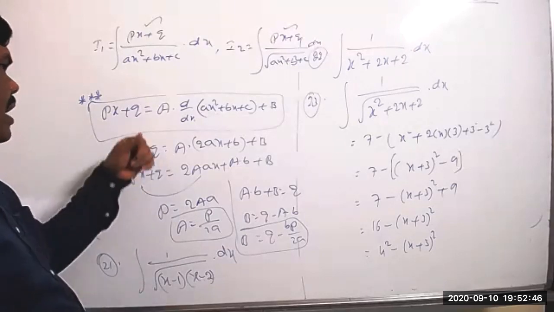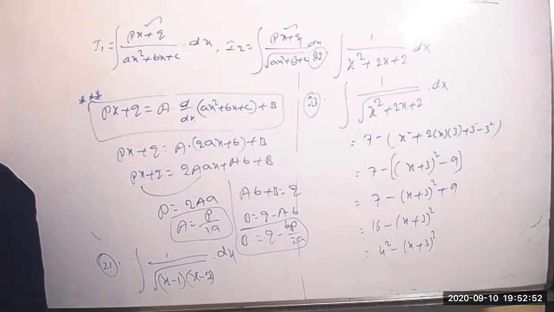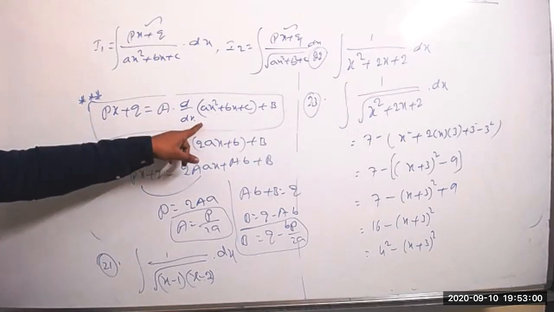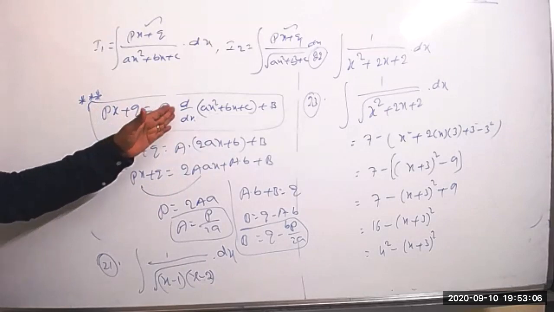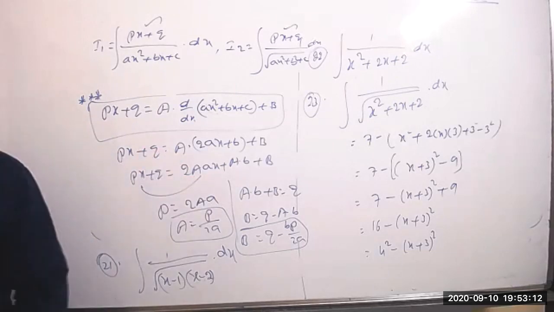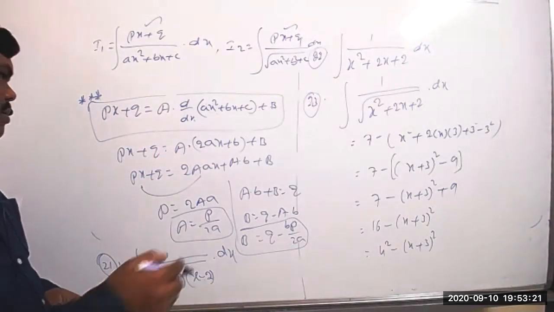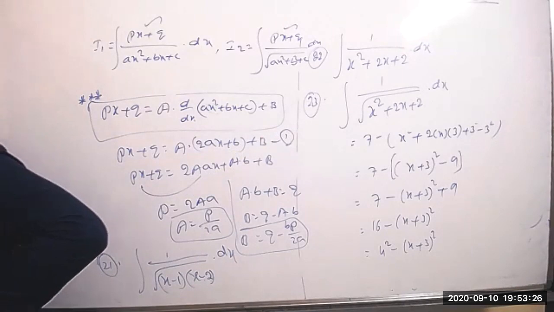Okay. Right now, write the method. Put px plus q equal to this one. Copy this one completely up to here. Put px plus q equal to A into d by dx of ax square plus bx plus c plus B. Then you can simplify that. You can take this as equation number 1. No problem. Next you can write.